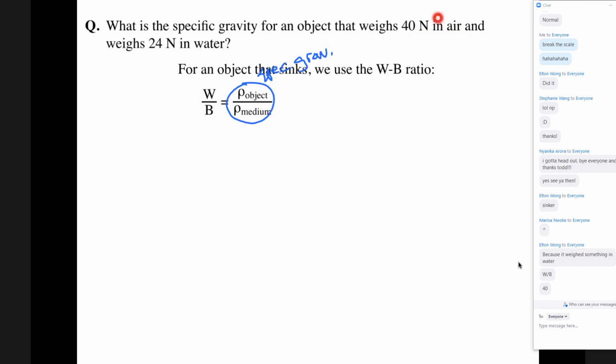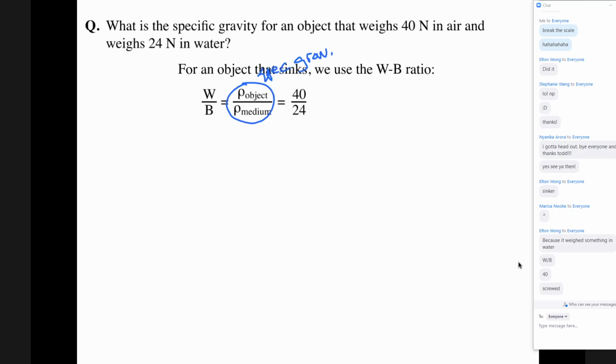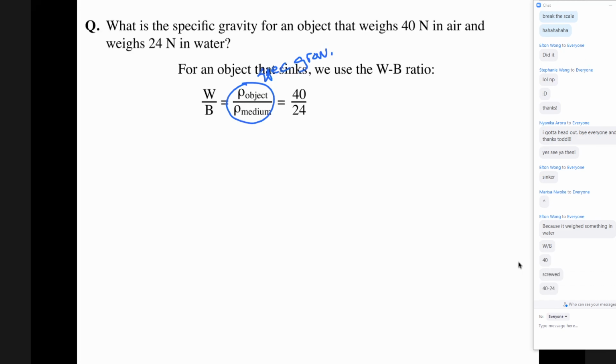The weight is 40. What you weigh in air is pretty much what it is. And then the buoyant force, I'm going to say, is 24. Is that correct? Or did I screw that one up? Screwed it up. What is 24? Is 24 the buoyant force or the normal force?